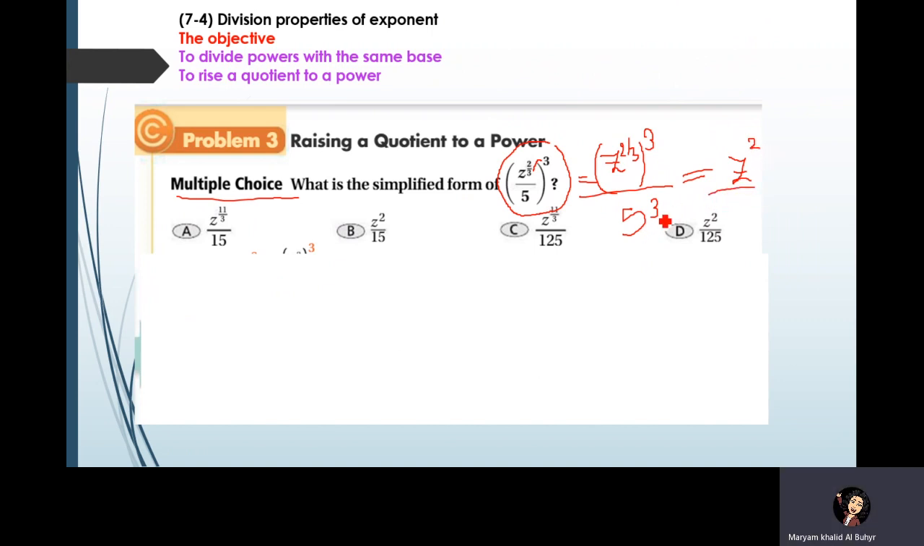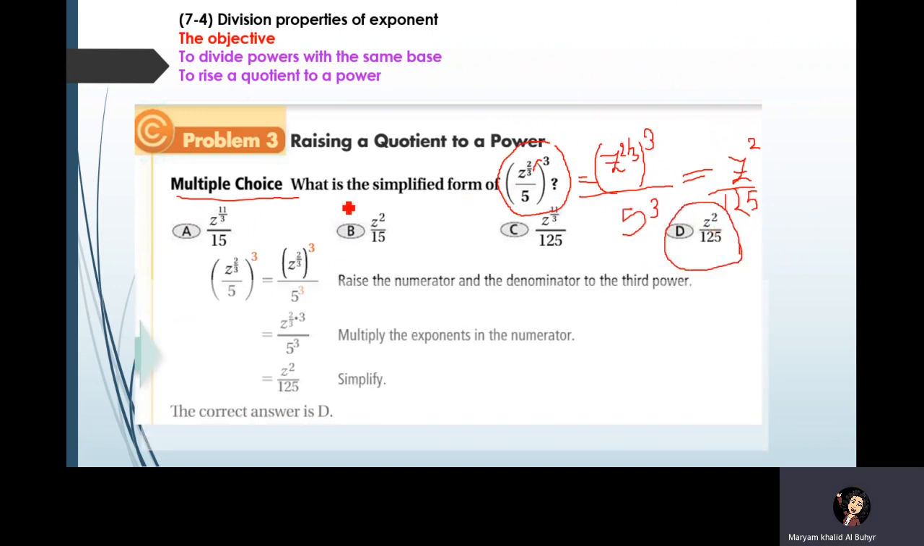I know what 5 to the power 3 is, so just do your calculation for it and write the result, which is 125. So which one of these answers is it? It is the last one. This is the right answer. So this is the idea.